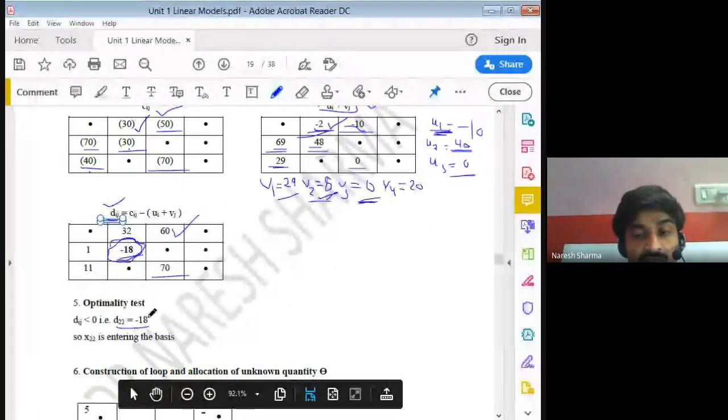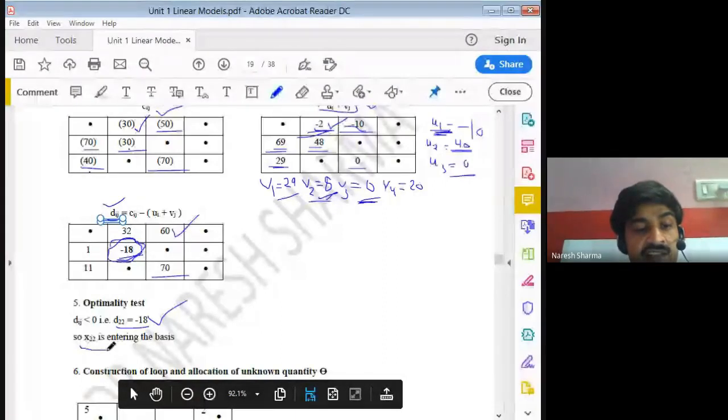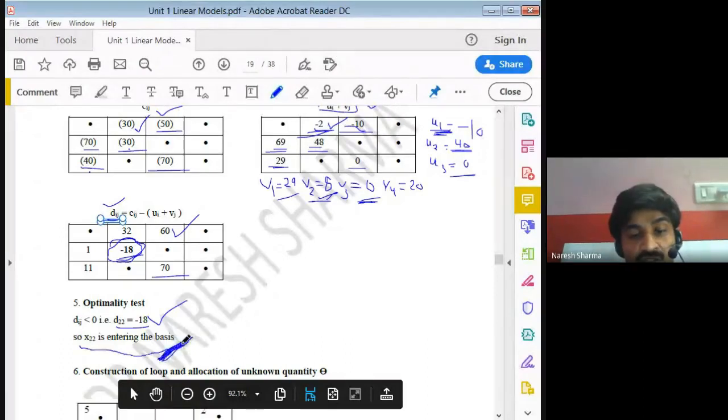So next X22 is entering the basic cells. Now it should enter the basic cells. So how we do this, how we put this into an active cell, we may discuss this in your next lectures, right?